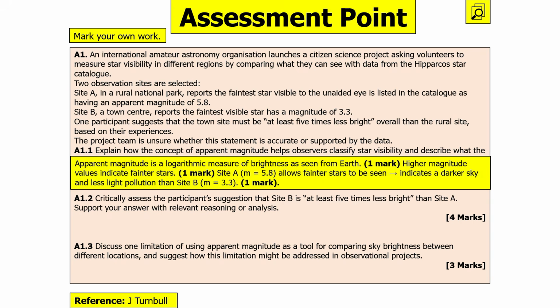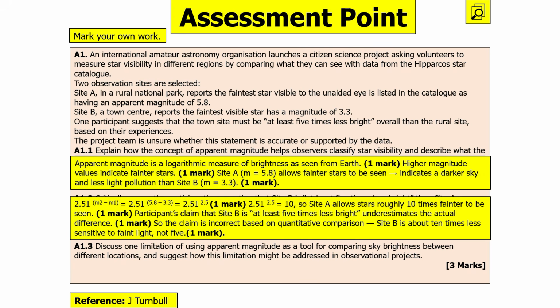We know in our first one that apparent magnitude is a logarithmic measure of brightness as seen from the Earth. The higher magnitude values indicate fainter stars, so Site A allows fainter stars to be seen, indicating a darker sky and less light pollution than Site B. The difference between the two is 2.5, and 2.51 to the power 2.5 is about 10. So Site A allows stars roughly 10 times fainter to be seen. The participant's claim that Site B is at least 5 times less bright underestimates the actual difference. So the claim is incorrect based on a quantitative comparison. Site B is in fact 10 times less sensitive to faint light, not 5.